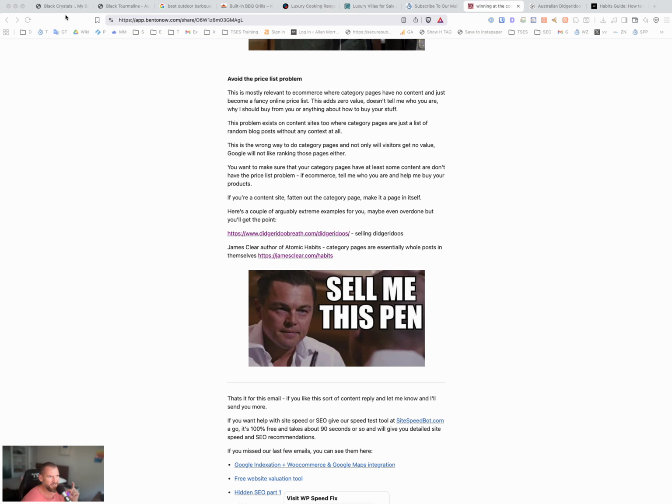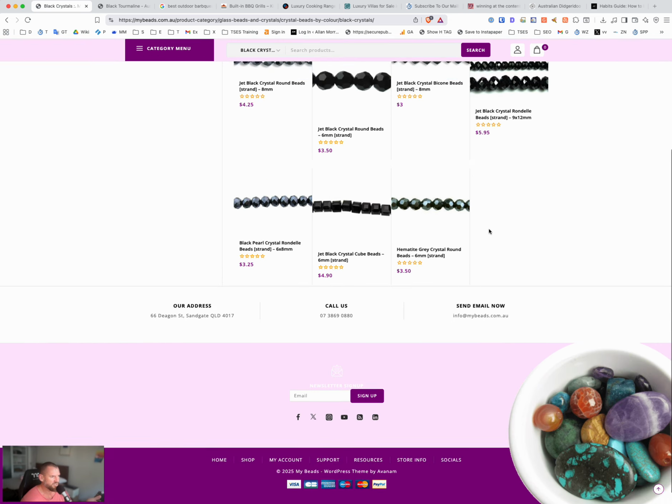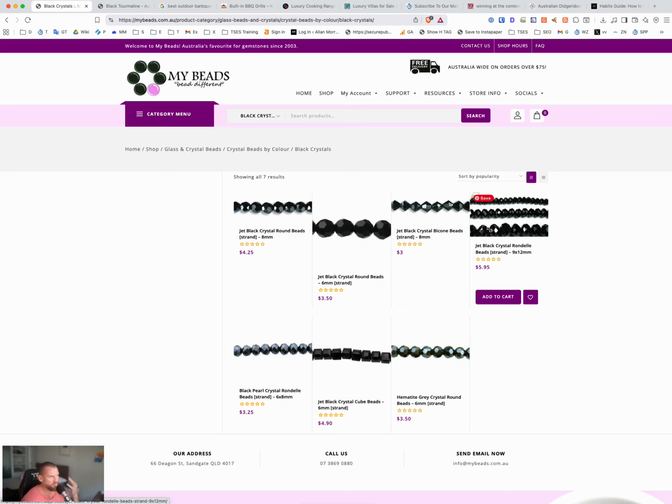I just picked out some random sites that I know of and some other ones. So you'll see here, this is a crystal site. This is the category for black crystals. So this would be the page that ranks if someone searched for black crystals or black crystal beads. And you can see here, it's not a great page from an optimization perspective. It doesn't have any content telling me who the business is, why I should buy from them, why they're different. There's nothing here apart from products and price. So again, this has what we're calling the price list problem. We're not giving the customer a reason why they should buy from us versus the 4 other sites that they clicked on from Google or Google Shopping or wherever they came from.